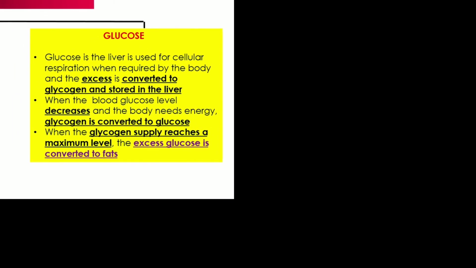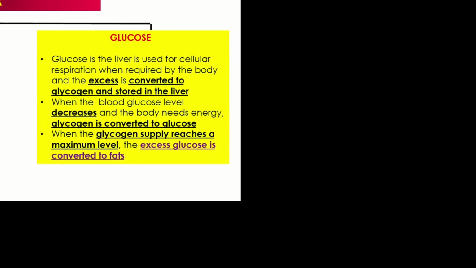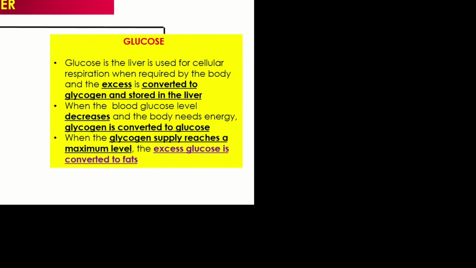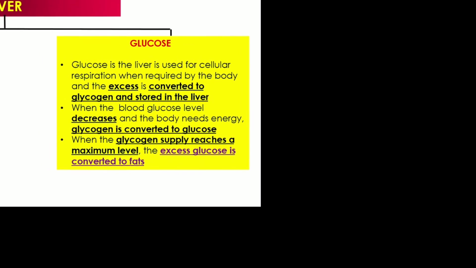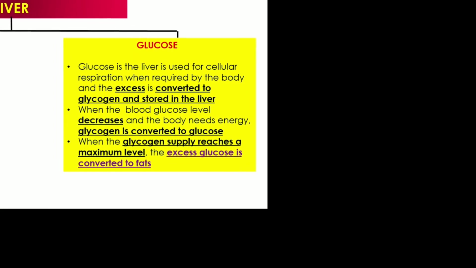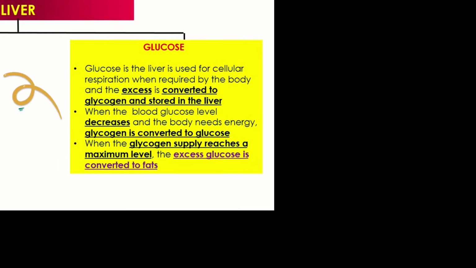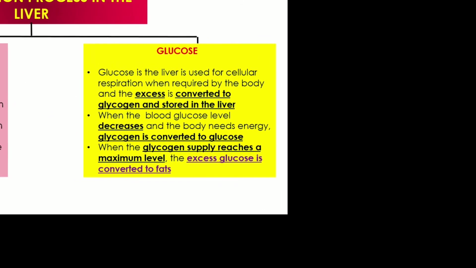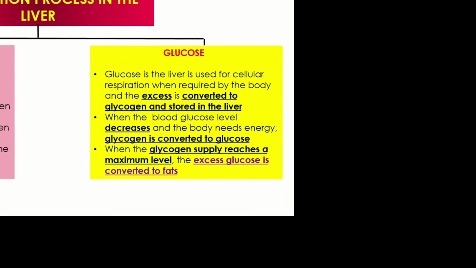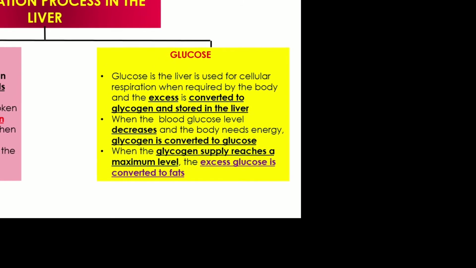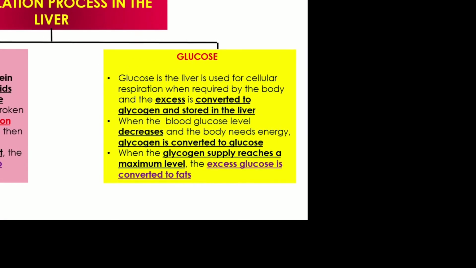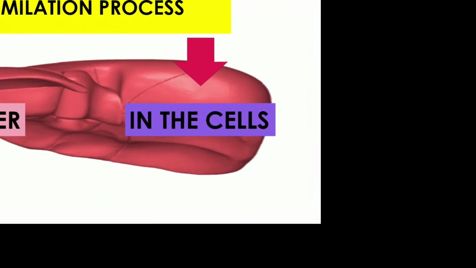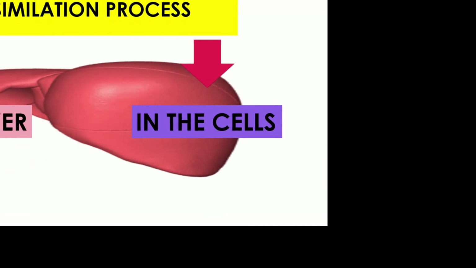The glucose in the liver is used for cellular respiration when required by the body, and the excess glucose is converted to glycogen and stored in the liver. When the blood glucose level decreases, and the body needs more energy, the glycogen is converted to glucose. When the glycogen supply reaches a maximum level, the excess glucose is converted to fat. Furthermore, we are going to discuss the assimilation process in the cells.